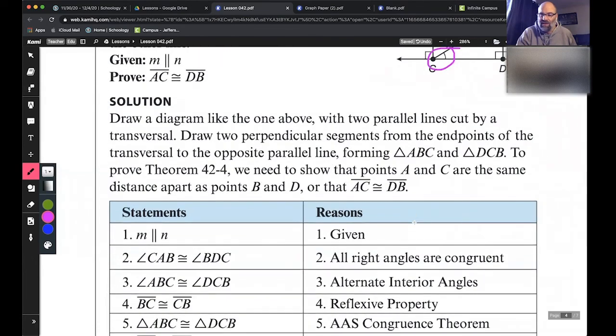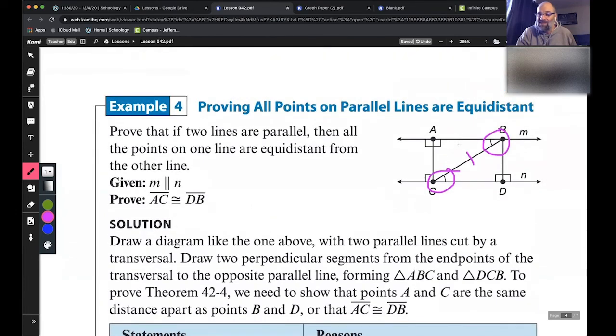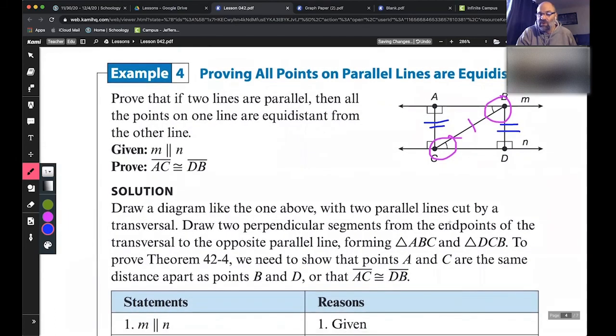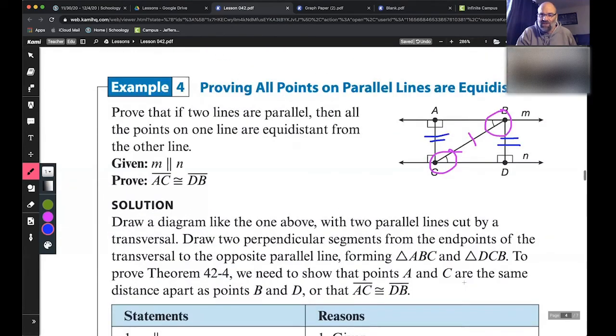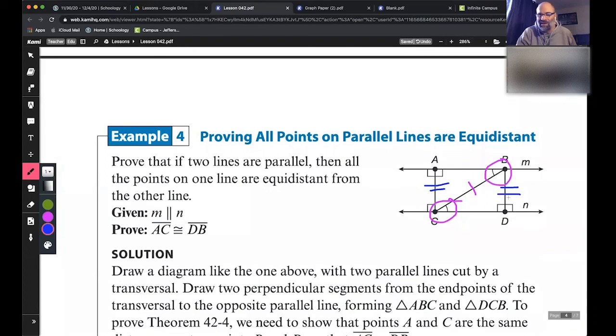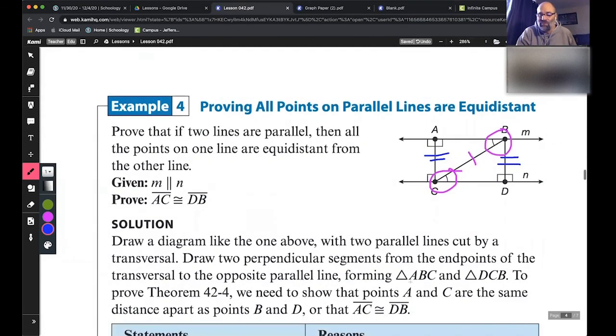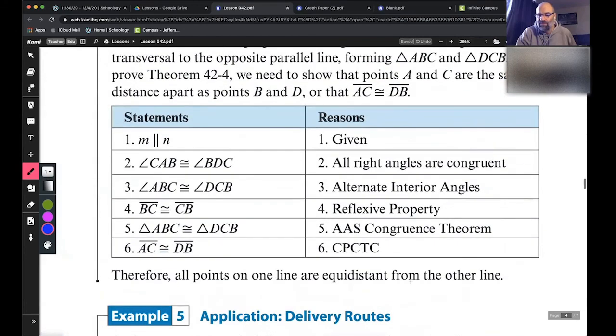Well, that was a lot of work, but now since these two triangles are congruent, all their corresponding parts are congruent. So QED, these two line segments have to be congruent because of CPCTC: corresponding parts of congruent triangles are congruent. That was a 6-step proof, which proves something that we kind of already knew in our guts, that the distance between every point on two parallel lines is the same. But this proof proves it. So now we can sleep better at night.